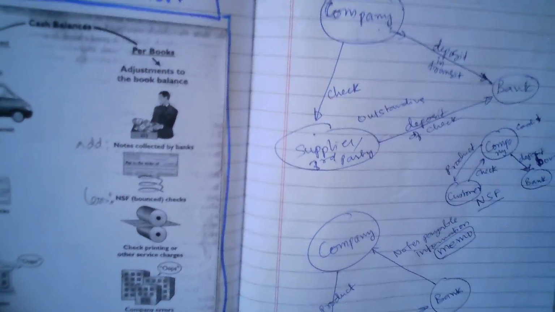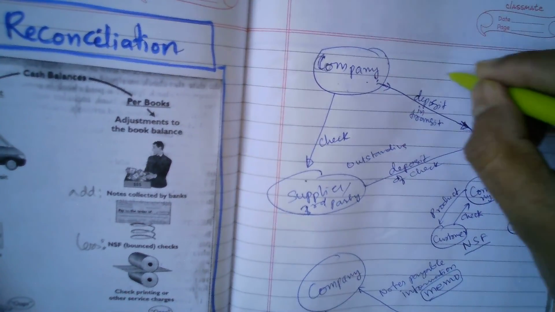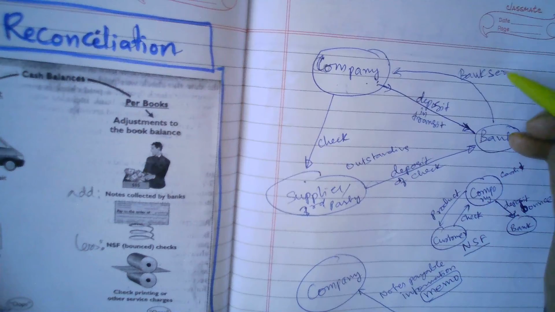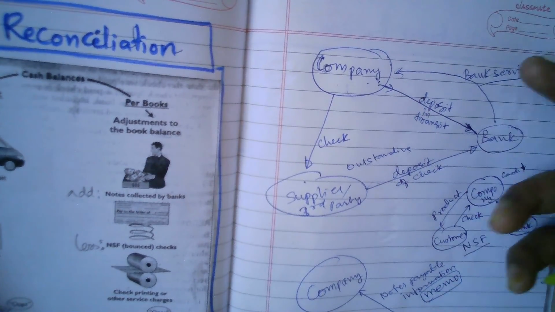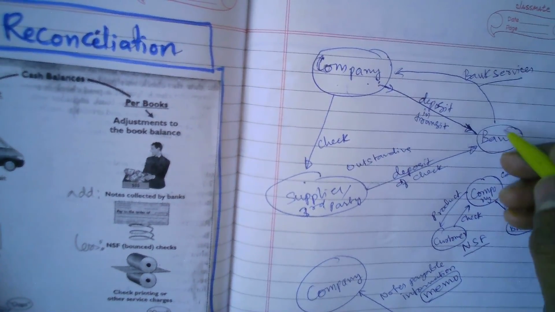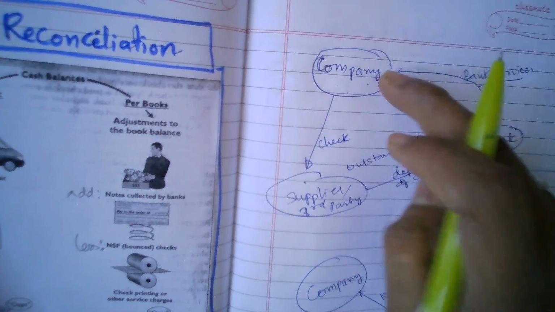A lot of times the bank will have some services. I can just draw like this, bank services. So what are these bank services? Printing of checkbook or some kind of renewal fee or some kind of payment, whatever. Processing charges, whatever. So the bank will give some bank services expenses.